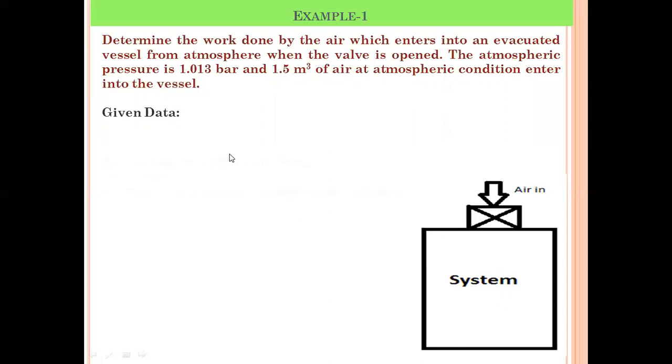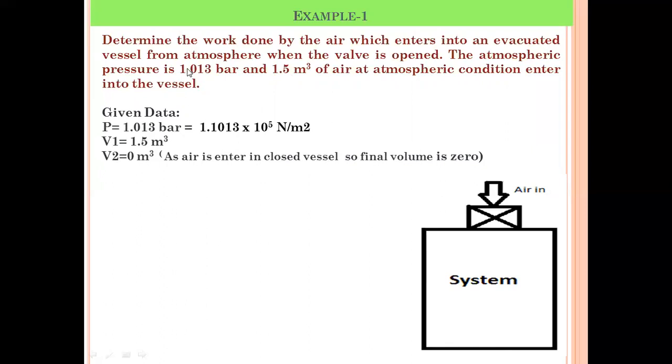So let us first write the given data. P is nothing but 1.013 bar and V1 is nothing but 1.5 meter cube. As initially the system is closed, then final volume will be 0. And to find out the work done, W12, we have the relation integration of P dV from V1 to V2, and this can be written as P into V2 minus V1, as P is constant because atmospheric pressure remains constant.